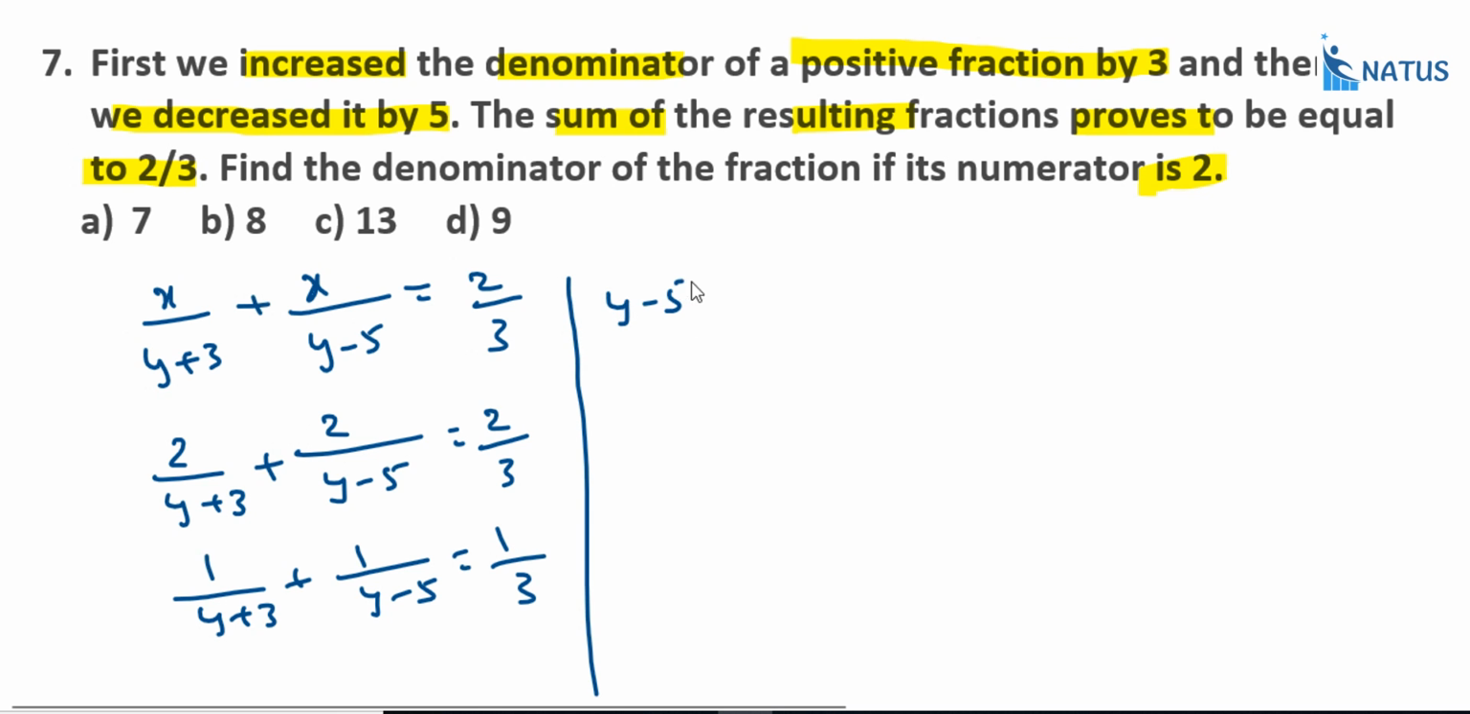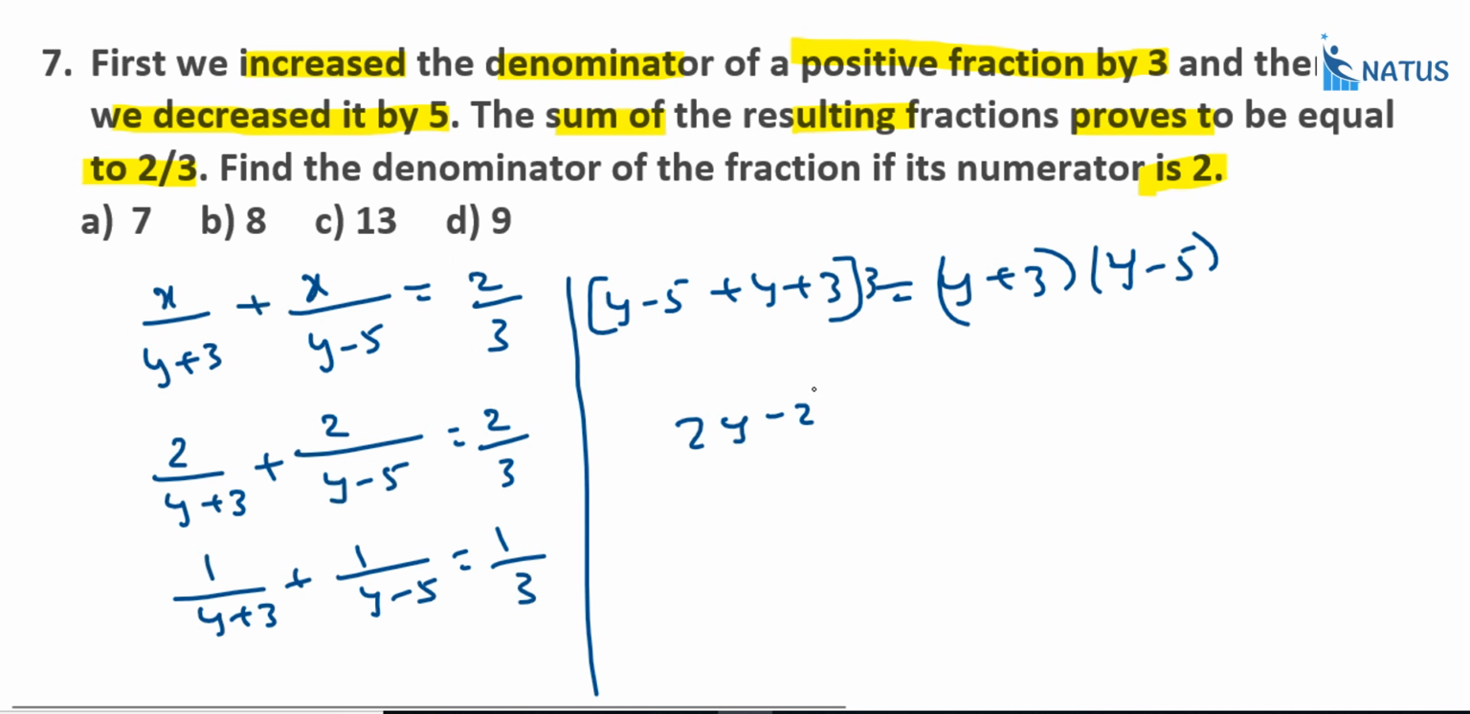Now (y minus 5) plus (y plus 3) is equal to 3, which is equal to (y plus 3) into (y minus 5). Right? So this is equal to 2y minus 2, and (2y minus 2) into 3 is equal to y square minus 5y plus 2y minus 2y minus 15. Right? Now y square, 2y into 3 is equal to 6. Right? Minus 6y minus y.